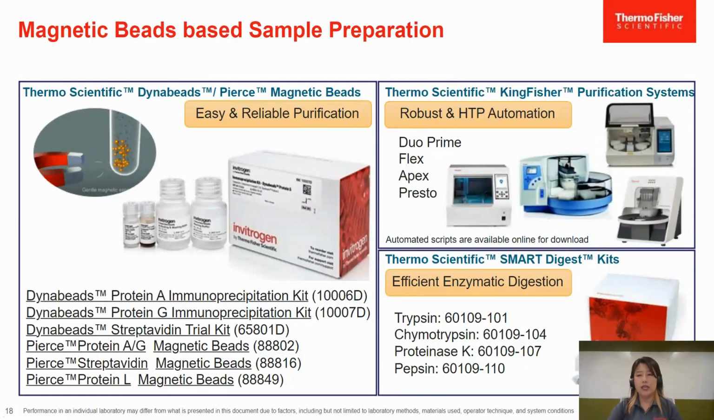Also, the KingFisher system is an automated purification system with a different portfolio. For example, the Duo Prime is a simplified platform, and the Presto can be added to the Hamilton system as an accessory, so you can easily apply magnetic beads sample preparation. The automated scripts are also available online, so you don't have to spend a lot of time writing the scripts.